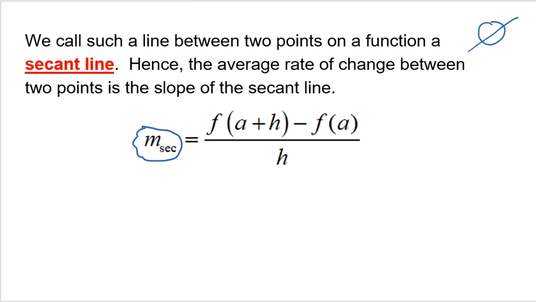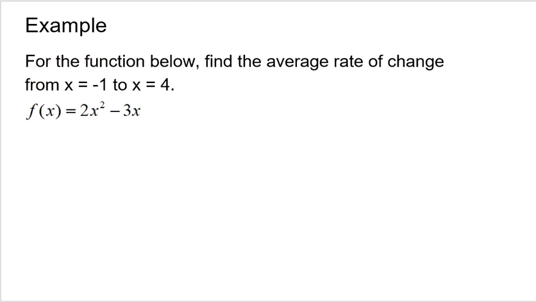Now let's look at a problem where we're actually going to utilize this formula. Really, really simple. So for the function below, find the average rate of change from x equals -1 to x equals 4. So if we're thinking about the function 2x squared minus 3x, we want to find the average rate of change from x equals -1 to x equals 4.